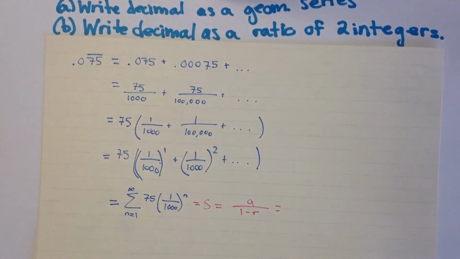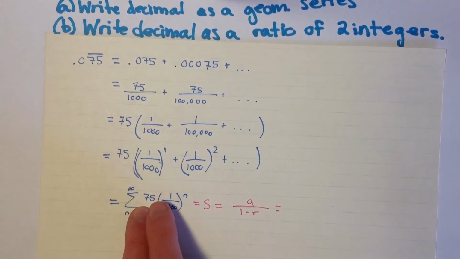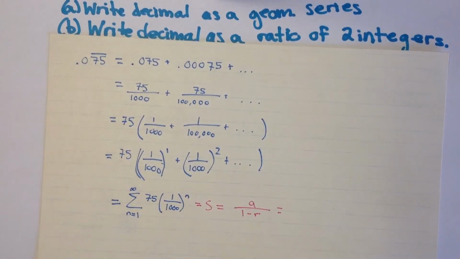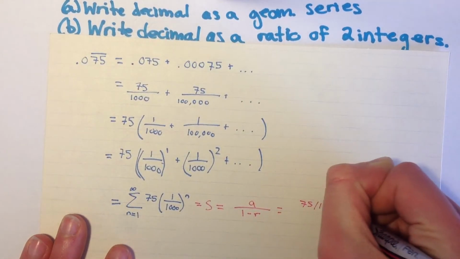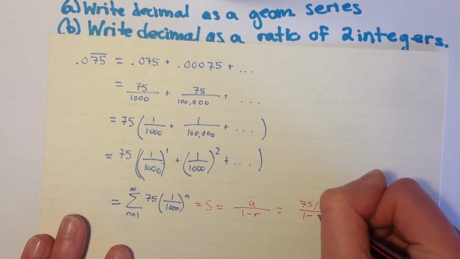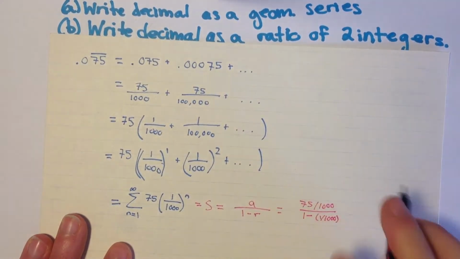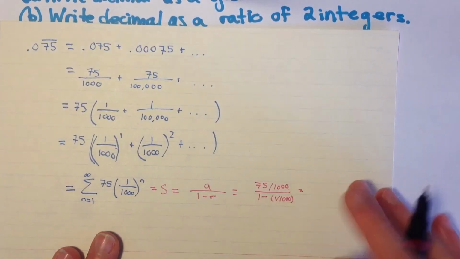So remember, in the previous video, I talked about how A is always your first number in the series. So in this case, the index is 1, so that's our first n value. So when I plug in 1 for n, I get 75 over 1,000: 75 times 1 over 1,000 raised to the first power. So I'm going to write 75 divided by 1,000, and I'm going to put that over 1 minus 1 divided by 1,000. Okay, I'm quickly approaching the 10-minute mark, so I'm going to speed this up a bit.